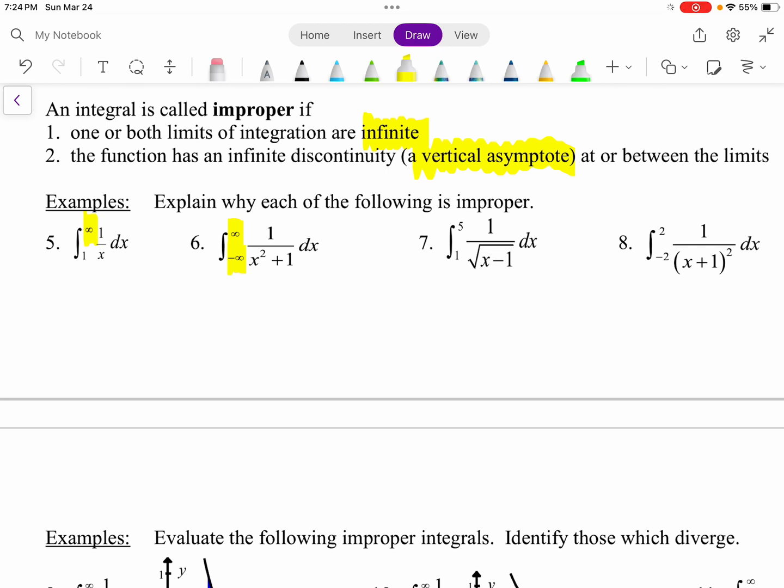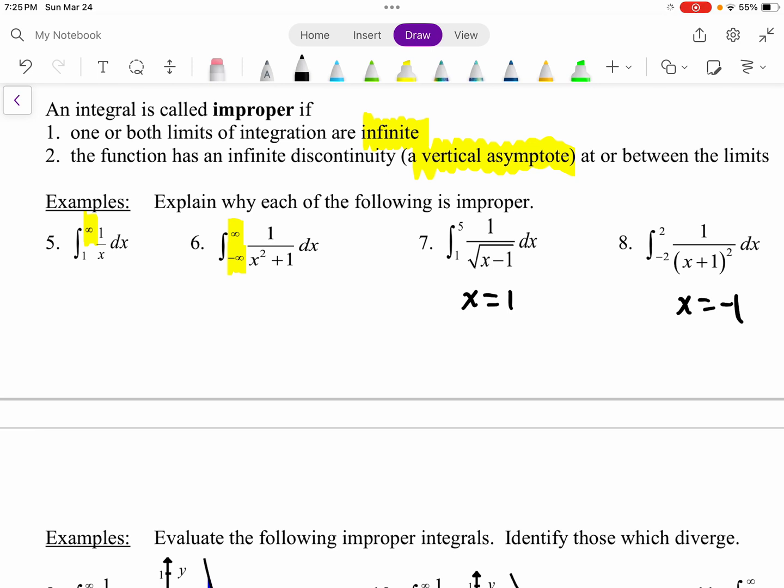On 7, neither of the limits go to infinity, but if you look on the interval, the interval is from 1 to 5, we know that there's a vertical asymptote at x equals 1. So that's that second thing up above. It says if there's an infinite discontinuity. Same thing on 8. The limits go from -2 to 2, but there is a vertical asymptote at x equals -1, which is on that interval. So that's why each of them are considered to be improper integrals.